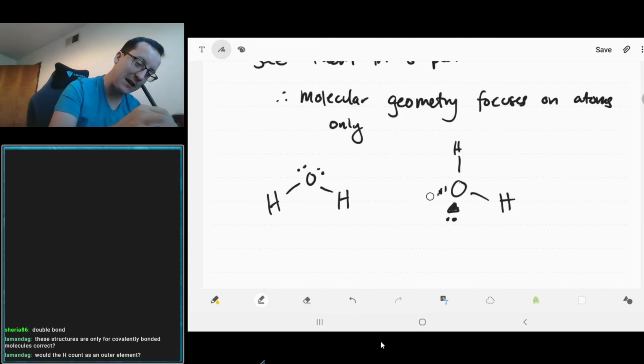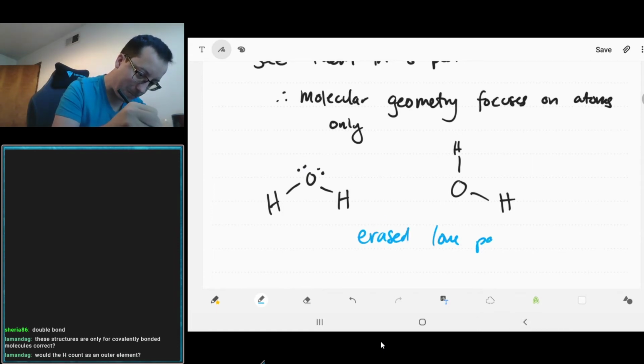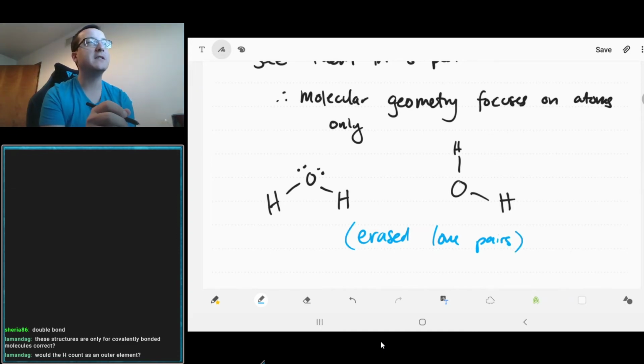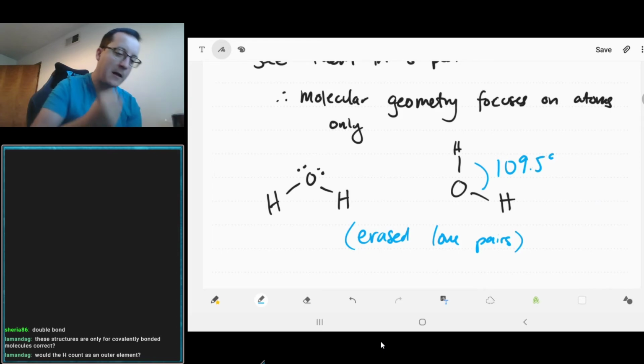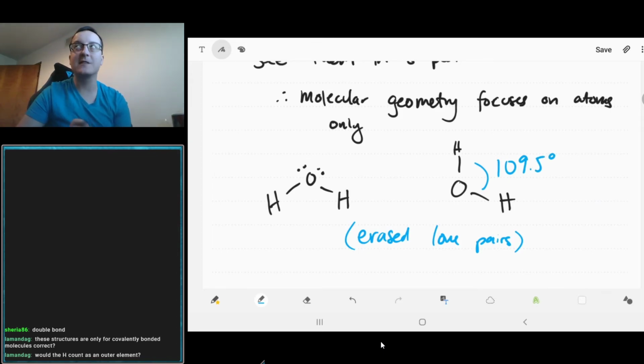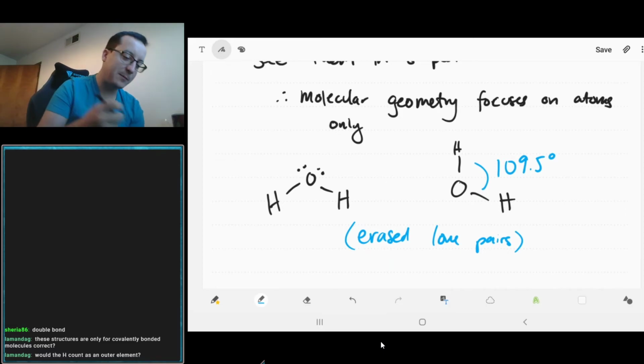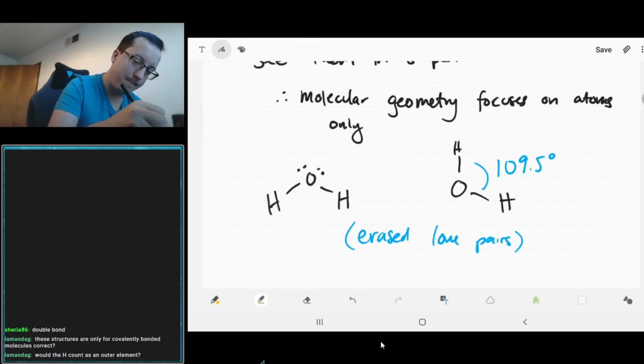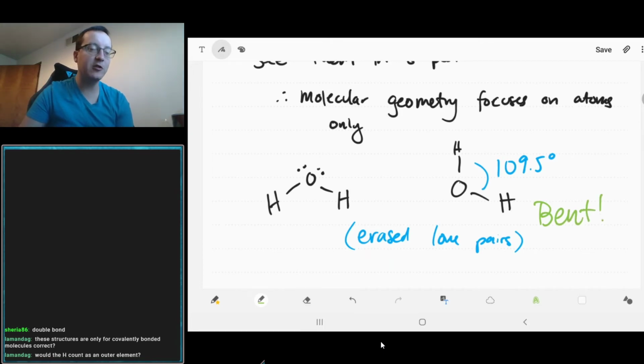However, if we kind of just pretend that these lone pairs aren't here, just so you can see what I've done, we see that this is definitely not linear, right? They still will have that bond angle of 109.5. In fact, it's going to be a little bit less, but that's something you'll learn in 111. And so we're going to see that we have a special name for this. We call this particular shape bent. So if we look at this Lewis structure and pretend the lone pairs aren't there and just look at what's left over, we get what's called a bent molecule.